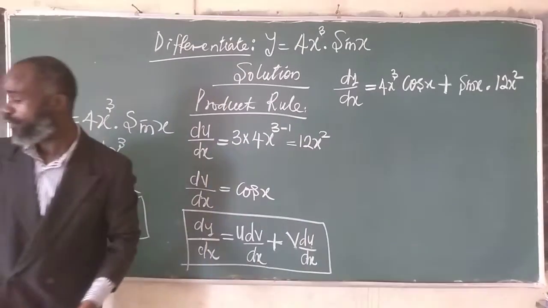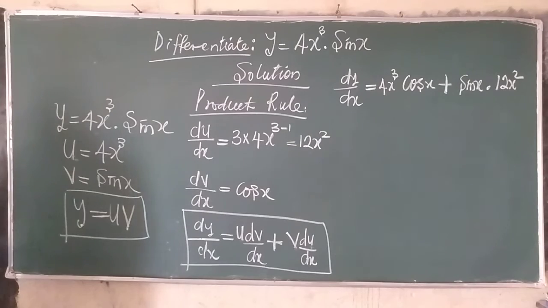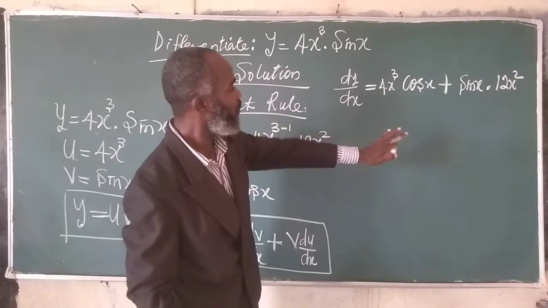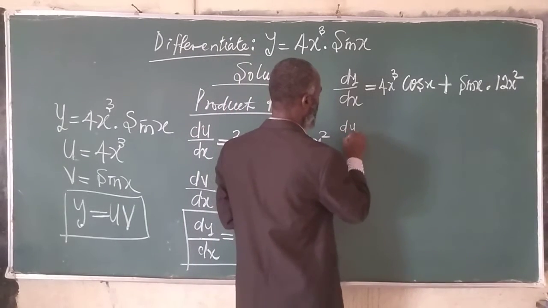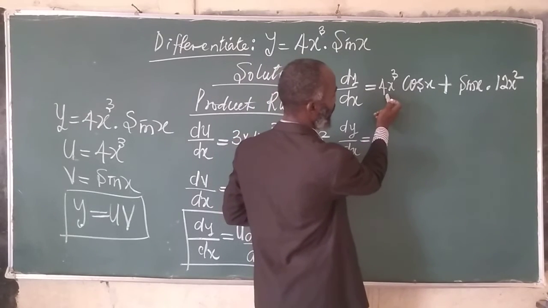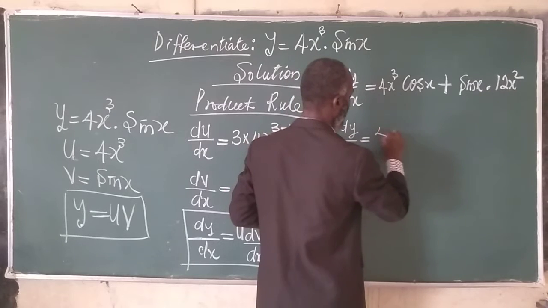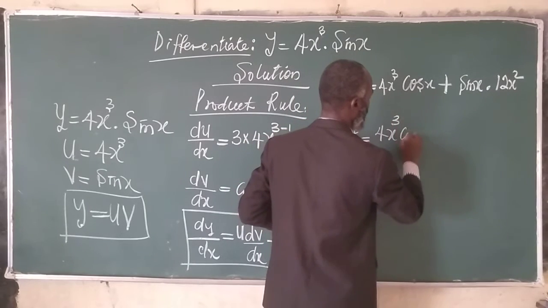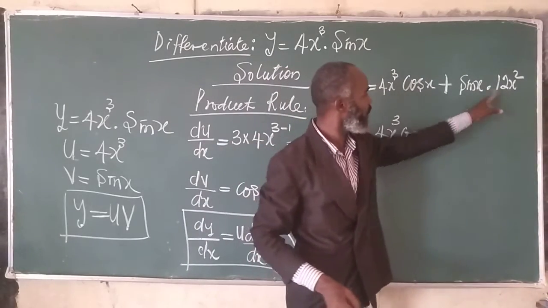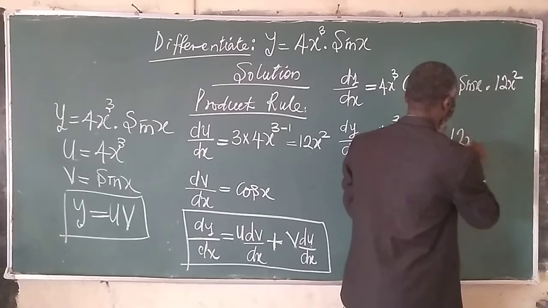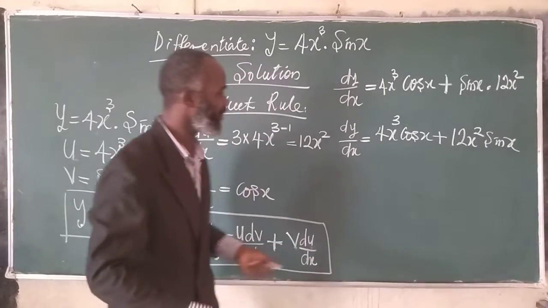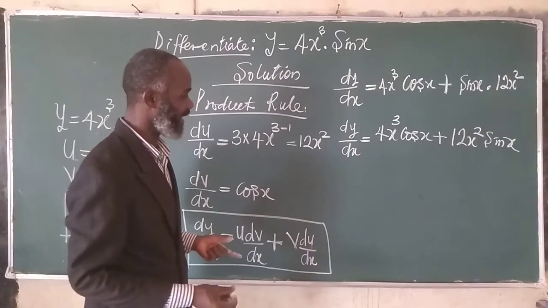Very simple. Let me take one more chalk. Okay, so look at it very well. We can now go forward and have dy dx is equal to 4 is here, right? We can still rearrange this: 4x cubed cos x plus, we can bring this here, it becomes 12x squared sine x. Very simple. All right? So we move on again.